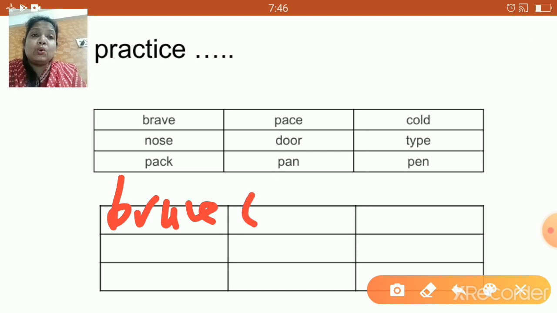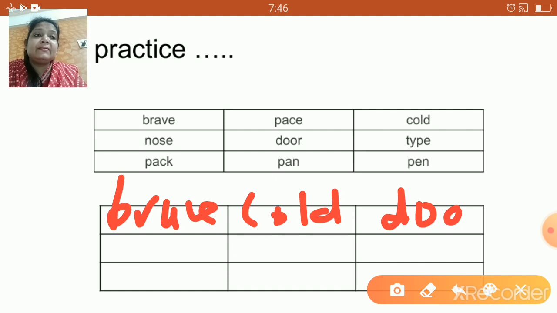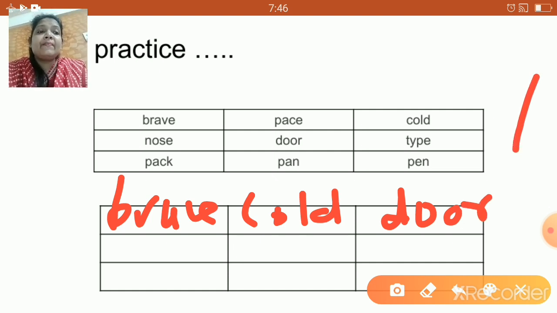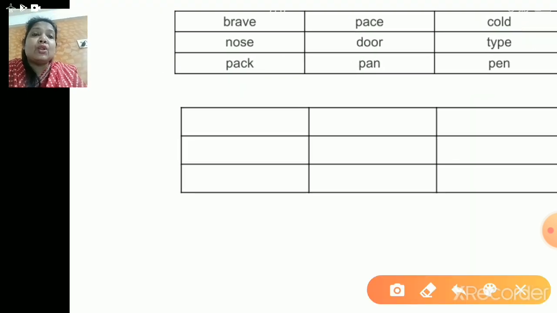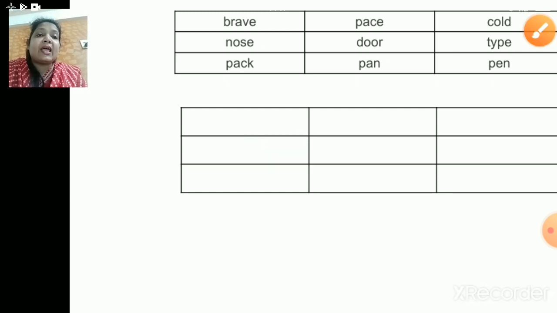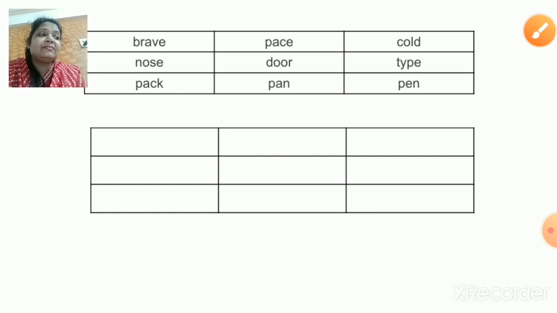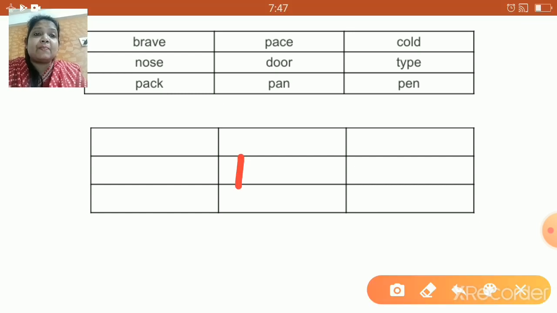And then cold, door, right? That's the first three words. And what was the next one? The next one is nose. Yes. And what is the next word? It's pace, right? It's pace. And then it's pack.